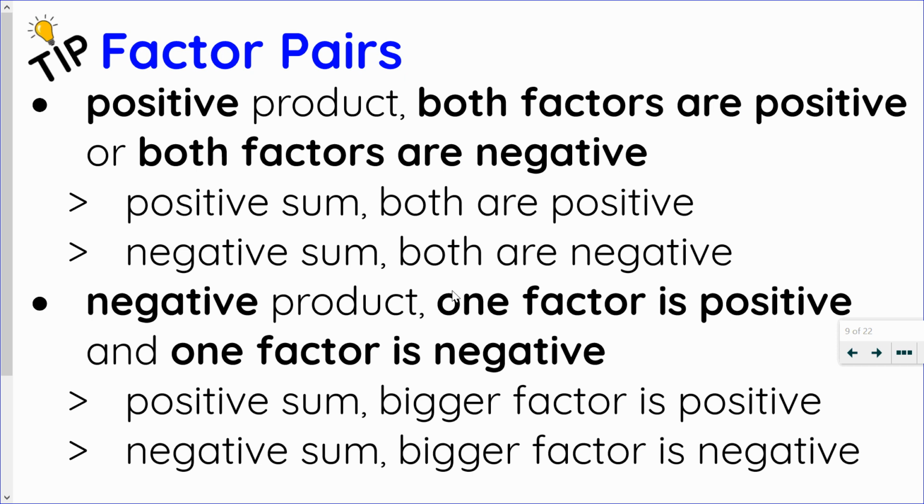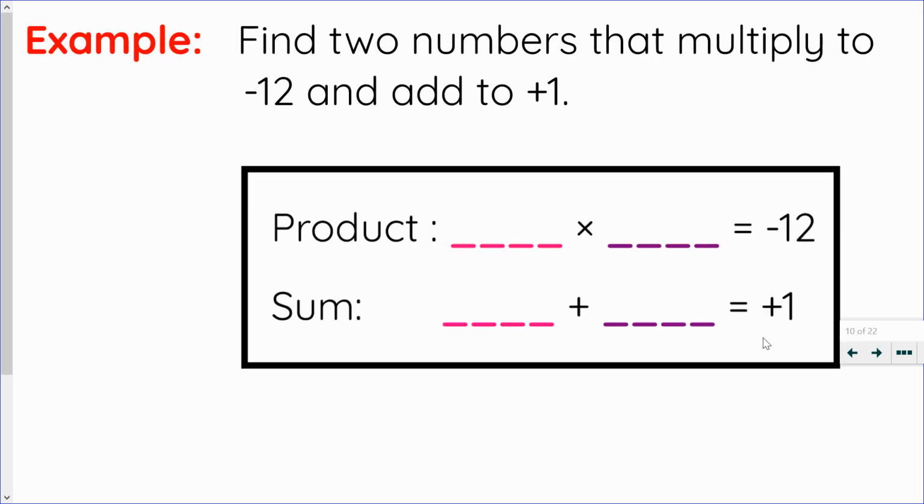The other possibility is that they have a negative product. So two numbers that multiply to a negative number. That means that the factors are different signs, positive and negative. So to know which one is which, if it's a positive sum, the bigger factor is the positive number. If it's a negative sum, the bigger factor is the negative number. So let's try an example.